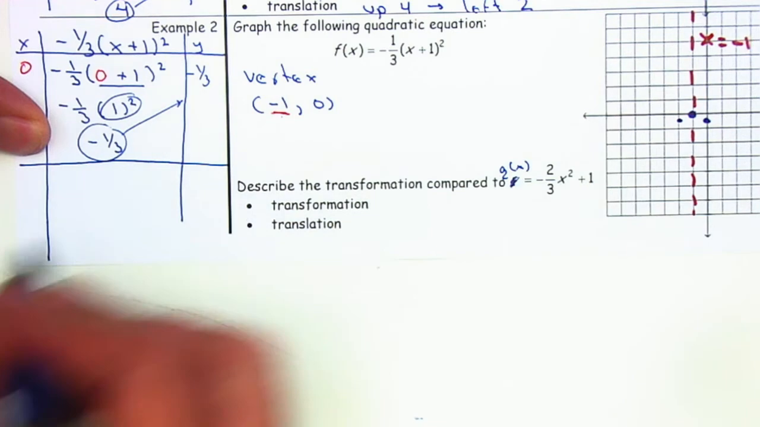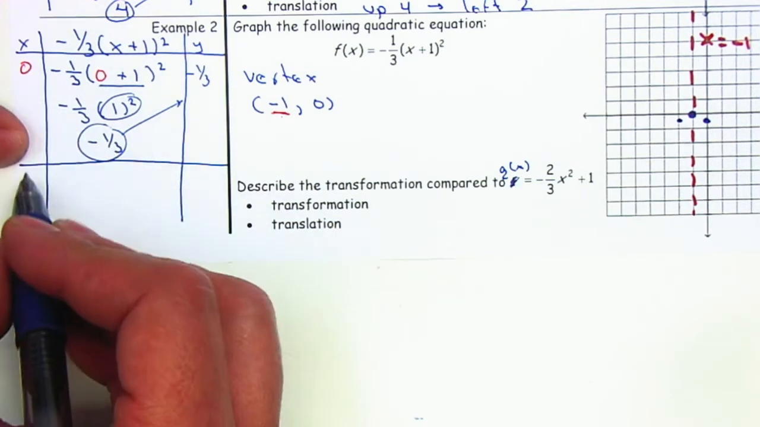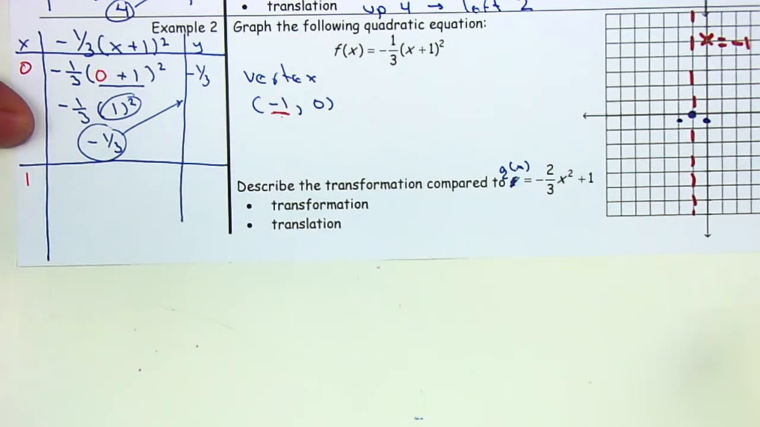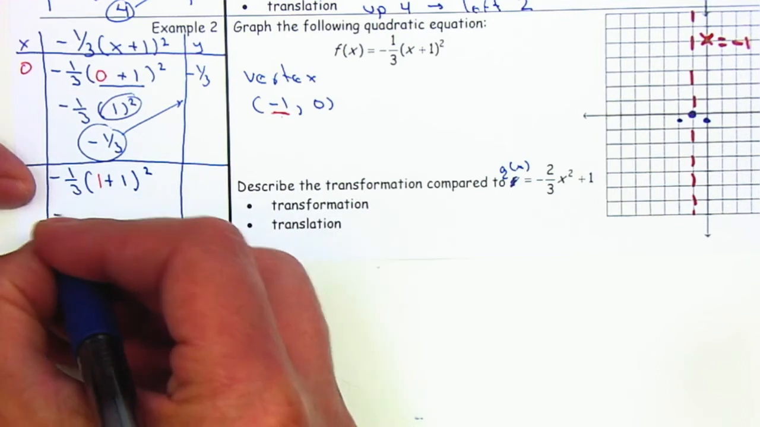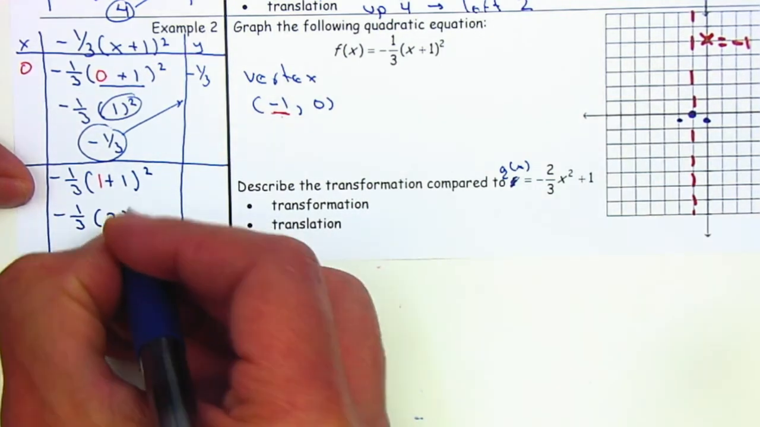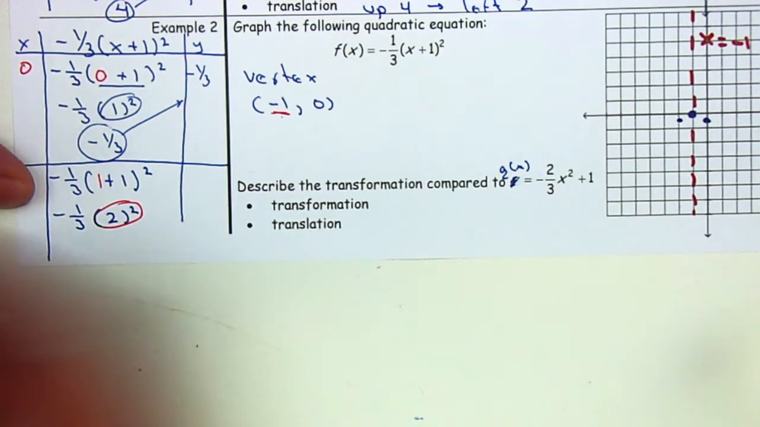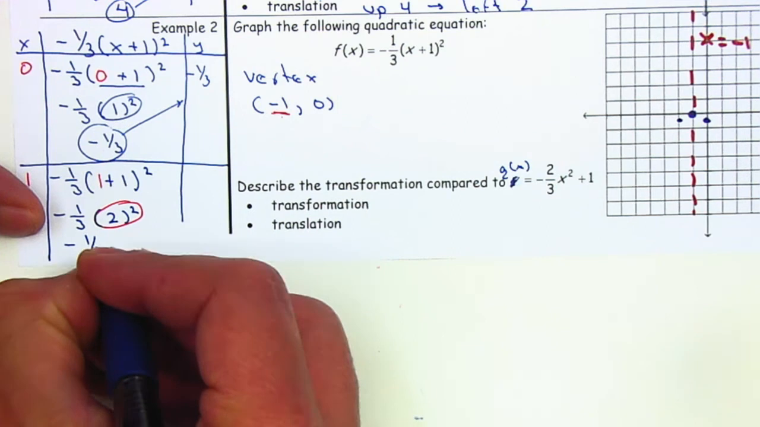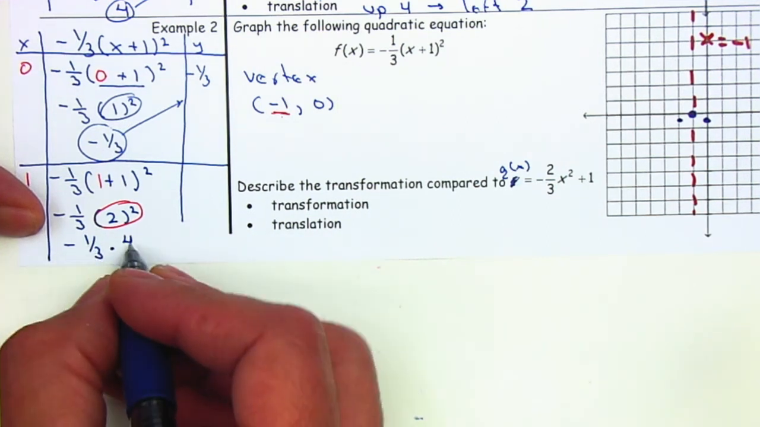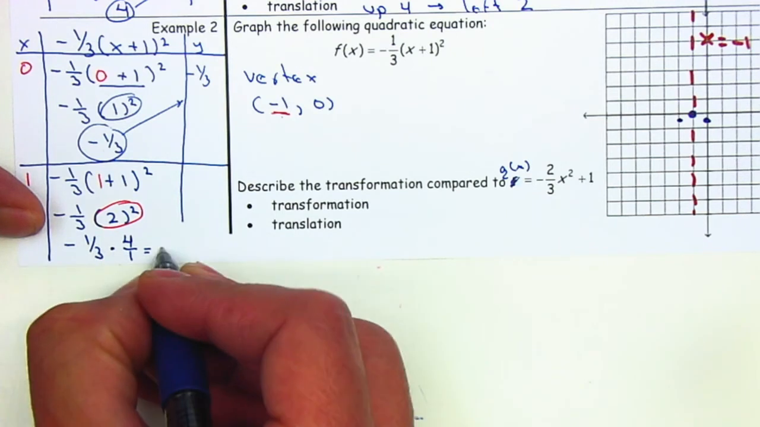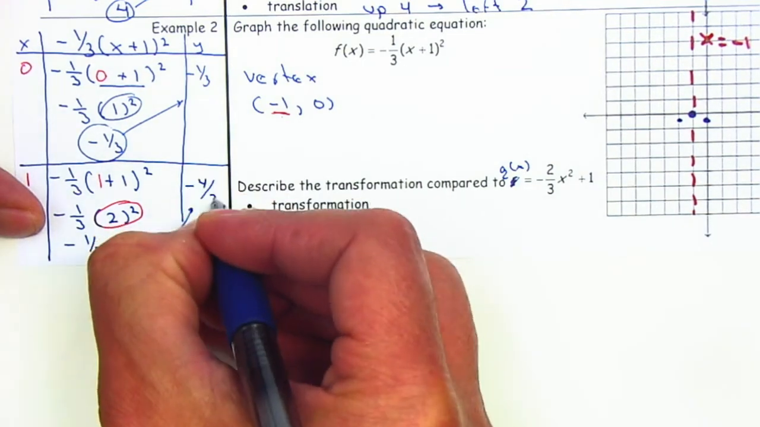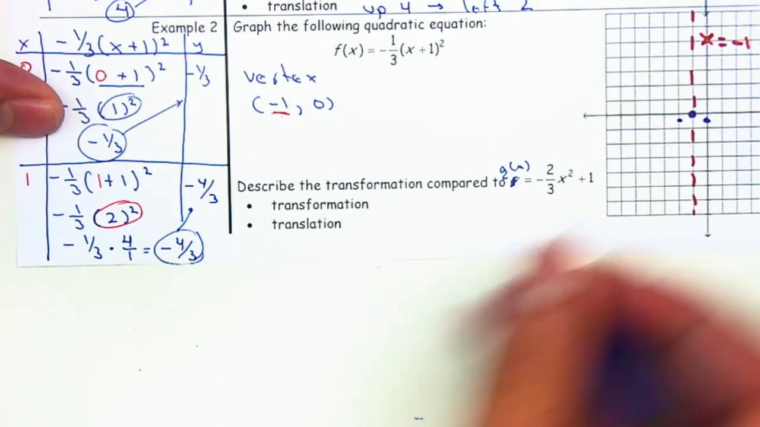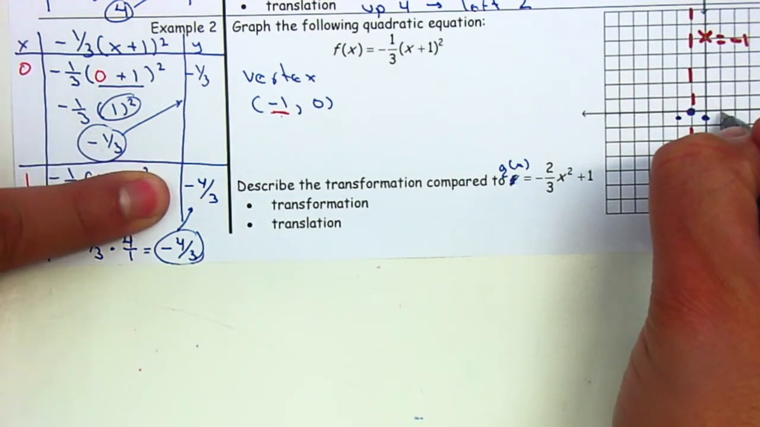I'm going to plug in the next value. I'm going to plug in 1, so 0 plus 1 is 1. It'll be negative 1/3 times, that'll be 1 for the x value, plus 1, squared. 1 plus 1 is 2, so negative 1/3 times 2 squared. I'm going to square first. That gives me negative 1/3 times 4. When I multiply a fraction by a whole number, I place the whole number over 1. I'm going to multiply across, so positive times negative is negative 4 over 3. So negative 4 over 3. So my next point will be 1, and down negative 4/3.